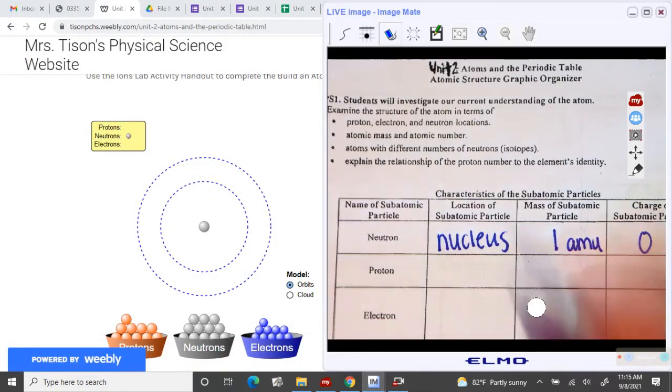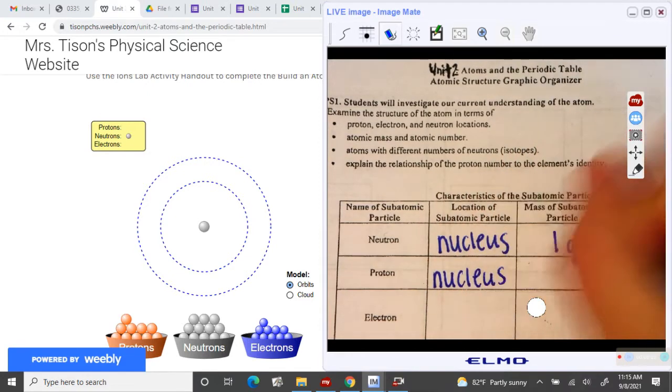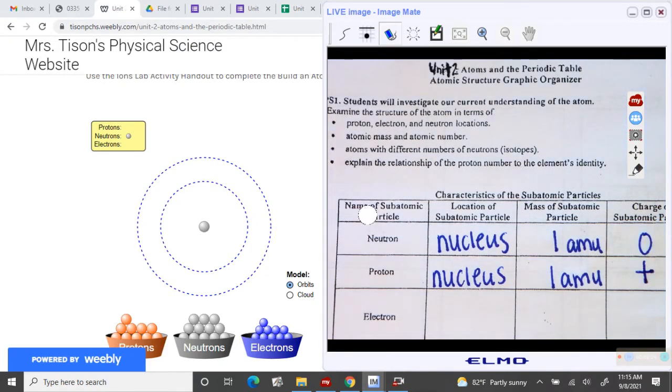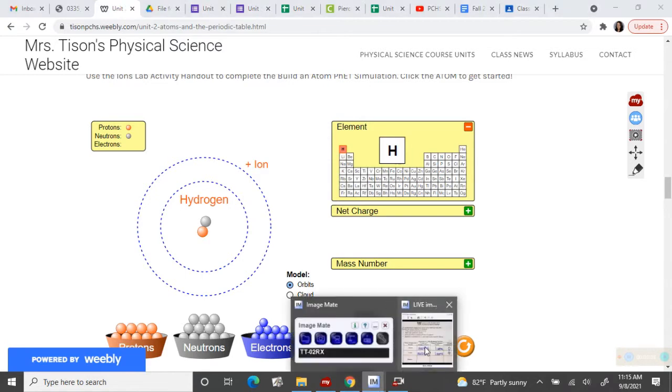Also, our protons are located in the nucleus. They also have a weight of 1 AMU, and they have a charge of plus. So this is going to be a positive charge. Protons are positive. So I'm also going to drag one proton to the nucleus to sit here with my neutron. You'll notice this simulation has already called this hydrogen, and we'll learn why one proton and one neutron is hydrogen.